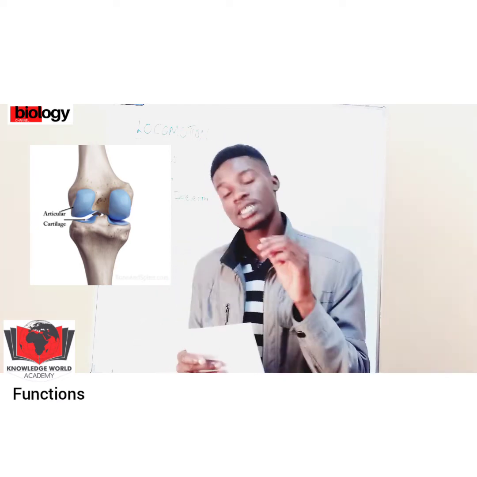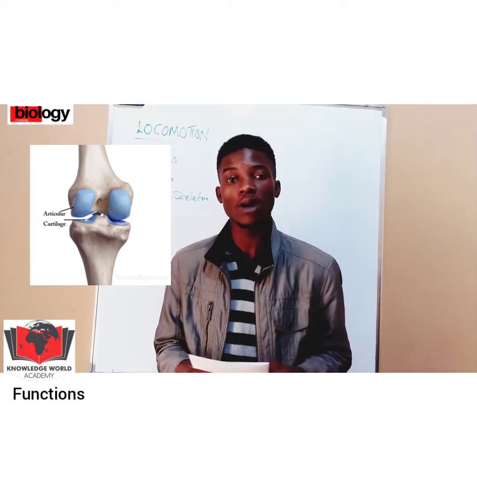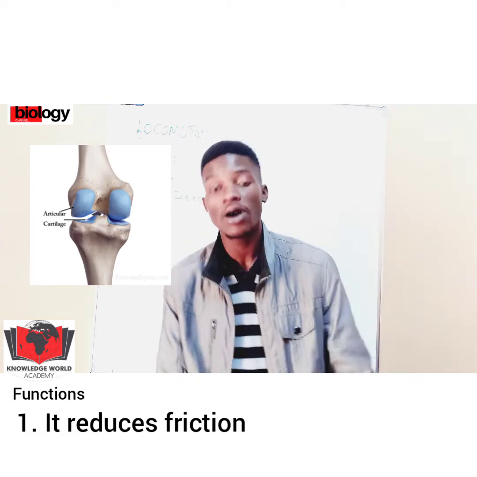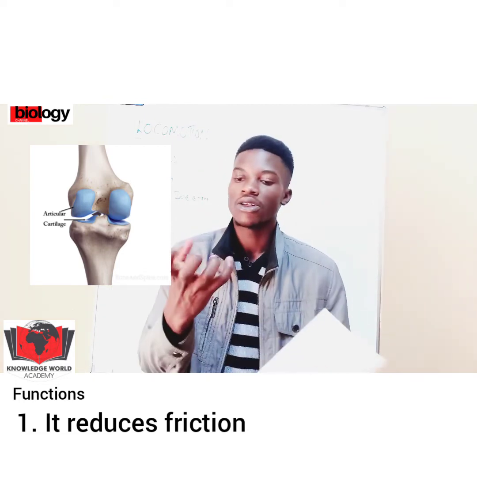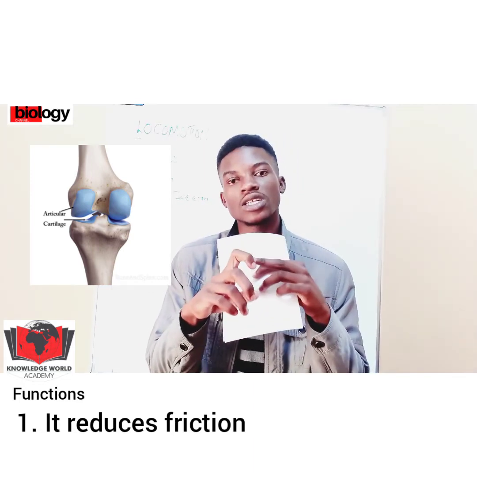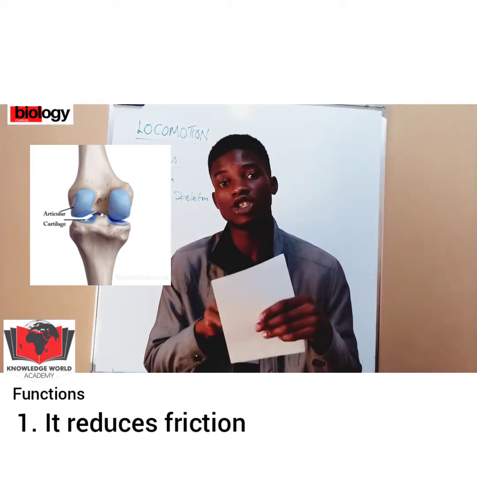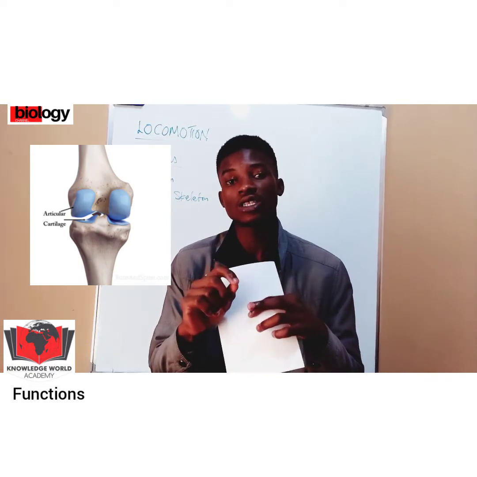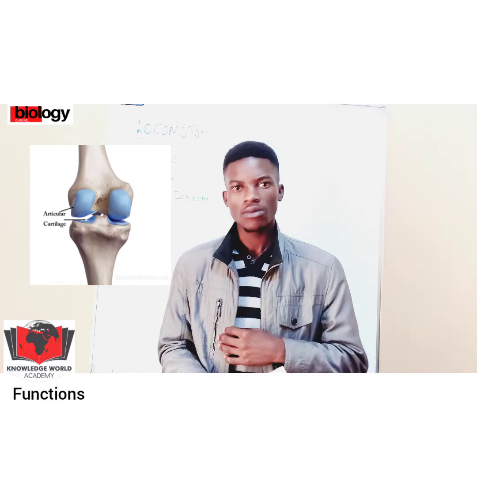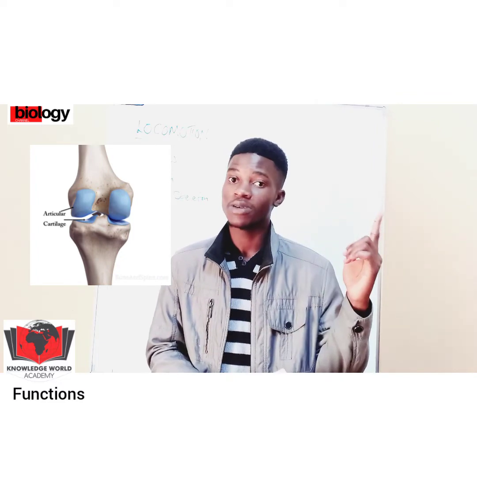Now, this rubber-like tissue is important. Why? Because it reduces friction on joints. It's found on joints. If you look at my fingers, I'm able to do that because at every joint you are going to find this tissue, and this tissue reduces what? Friction. Okay, let's look at some of the functions of the cartilage, that being the first.